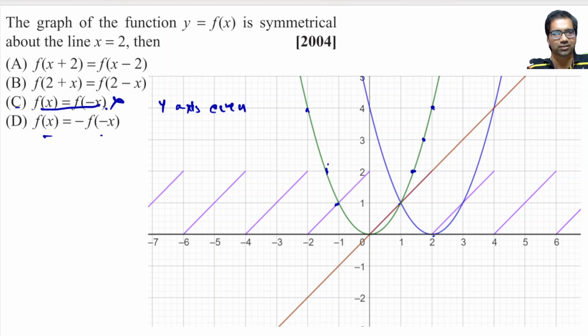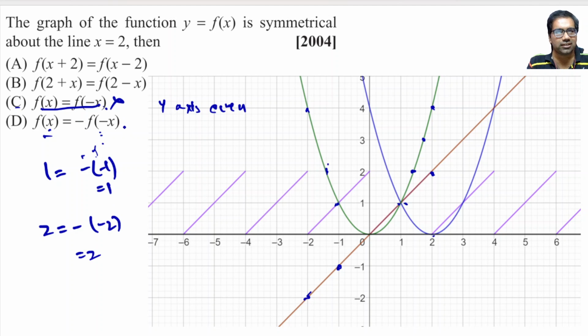Okay. f of x is equal to minus of f of minus x. What does that mean? Let's take this red line. f of 1 is 1, which should be equal to minus of f of minus 1. f of minus 1 is minus 1, so minus of minus 1 is equal to 1. Similarly, f of 2 is 2, which should be equal to minus of f of minus 2, which is minus of minus 2, equal to 2. So this is the definition of an odd function.